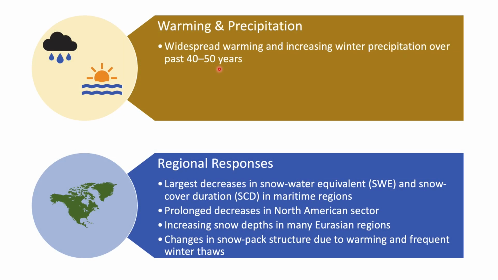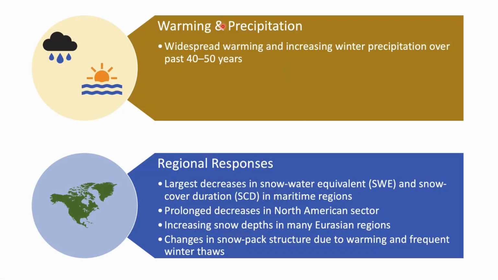When we talk about warming or precipitation, there is widespread warming and an increase in winter precipitation over the past 40 to 50 years. That is the major change, because as temperature increases, snow gets converted to water. That means instead of snowfall, we are getting rain. Precipitation is happening in the Arctic region.